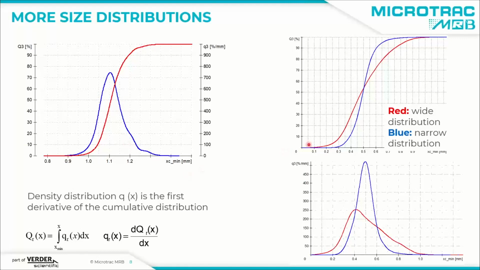If you want to characterize the width of the distribution, you can also see it at the cumulative distribution. The red one here would be a wide distribution, so the size spans over a larger range than for the blue curve. That's a more narrow distribution. And this is also reflected here in the density distribution. The blue one is more narrow, so a narrower span of particle size. And this distribution here goes from 0.1 to 1 millimeter, so it's a wider distribution.